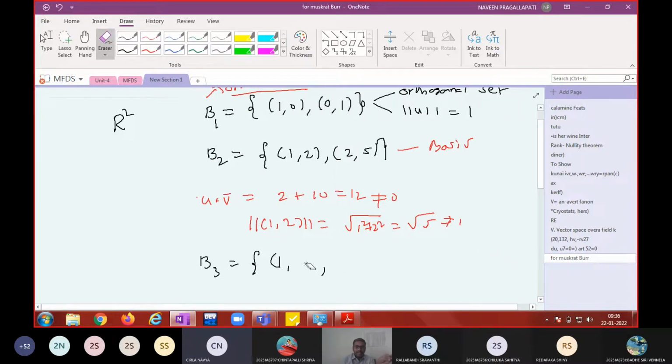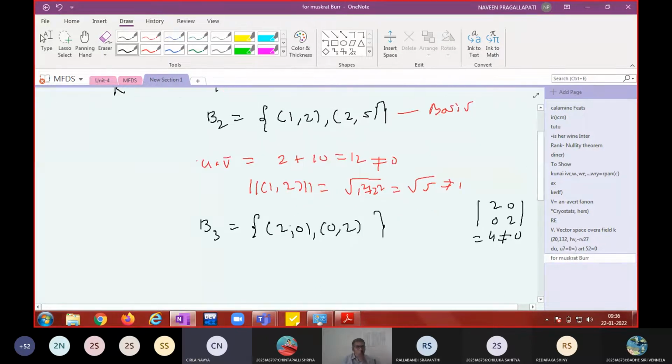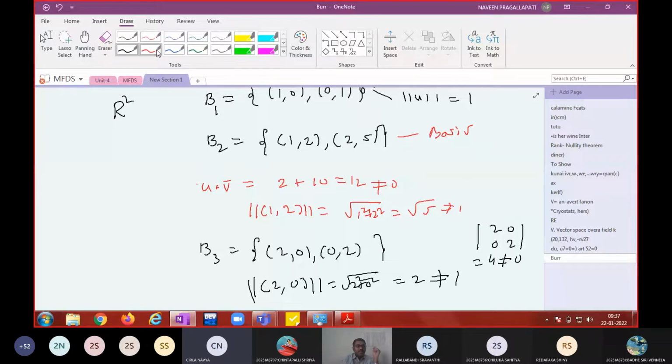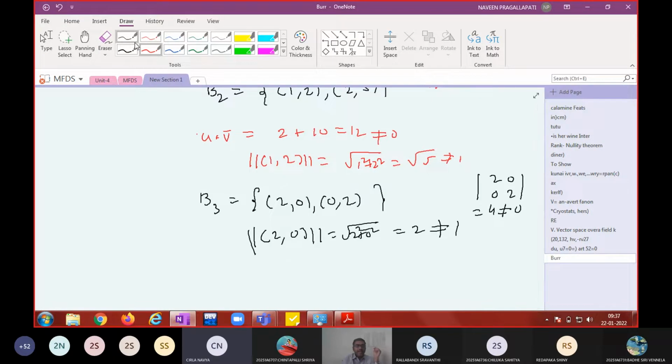Okay, let us take a simple example: (2, 0) and (0, 2). These two are linearly independent. Why? Because the determinant of (2, 0), (0, 2) is 4, not equal to 0. They are linearly independent, and therefore they generate the space because it contains two independent vectors. But what is the norm of (2, 0)? Norm of (2, 0) is root of 2 square plus 0 square, which is equal to 2, not equal to 1. So these are orthogonal vectors, but not orthonormal vectors, because the magnitude is not 1.